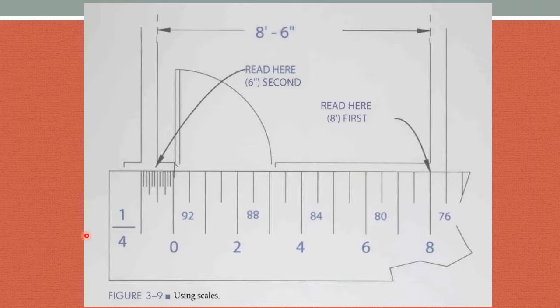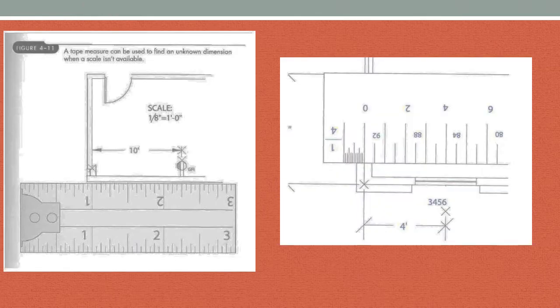Here is another way to look at it, another example. Read the whole number first, then read here 8 feet 6 inches. This could be 8.5 inches rather than 8 foot 6, depends on what the scale is. If you do not have a scale, then you can use a regular ruler. Then you have to do some math. But if you're using an architect's or an engineer's scale, you will not have to do any kind of math.